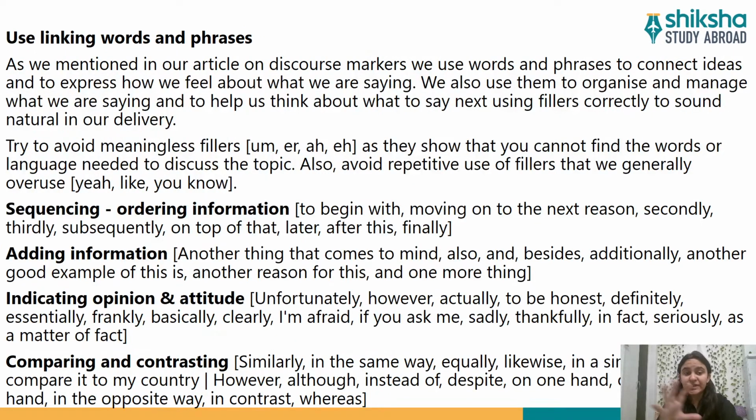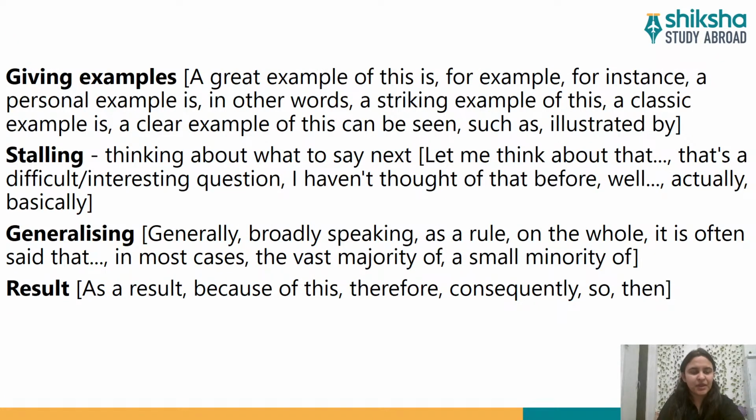Now, using linking words and phrases. If you do not know what is a linking word or a cohesive device or connecting device, then you should refer back to our previous videos from our YouTube channel, because that will help you to increase your score by putting some cohesive devices and linking words in your answer. For example, cohesive devices or linking words can refer to sequencing. If you're giving a sequence, then you can use words like moving on to the next reason, or secondly, firstly, all of that. Adding information can be like additionally, or as well as, and another reason, or another example is like that, and so on. There are so many linking words which you can use in your speaking as well as writing test. Now, when you're giving examples, when you're stalling, when you're generalizing, or when you're giving a result.